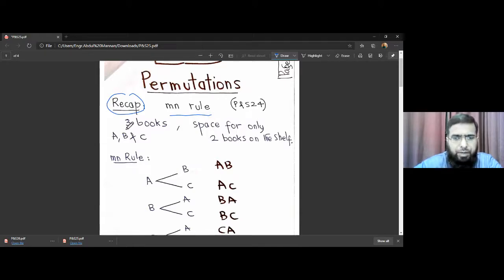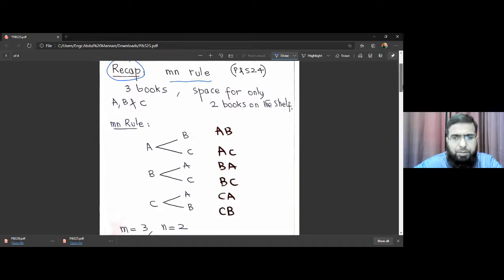For example, we have 3 books, and in our bookshelf we have space for only 2 books. So we have 3 books A, B, and C, and we can put only 2 books on our bookshelf. What are the possible combinations that we can place the books in? We can select the first book in 3 ways, A, B, or C first. Suppose we select A first, then we have 2 choices for the second book, either B or C. Suppose we choose the first book as B, then we have 2 choices for the second book, A and C. Similarly, if we choose the first book C, we have 2 choices for the second book, A and B. So we have these 6 combinations.